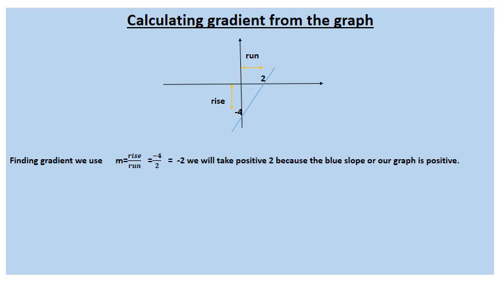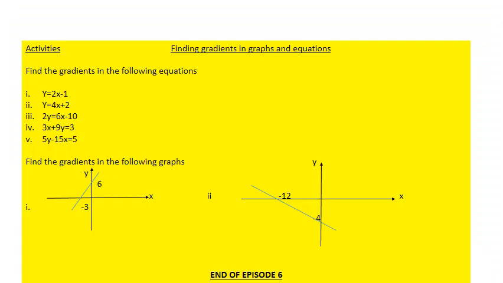If you can see on the graph, the rise is the falling of negative 4. So negative 4 becomes the rise. And the run, which is along the x-axis, is positive 2. So negative 4 divided by positive 2 becomes negative 2. We will take positive 2 because the blue slope or graph is positive, as you can see.